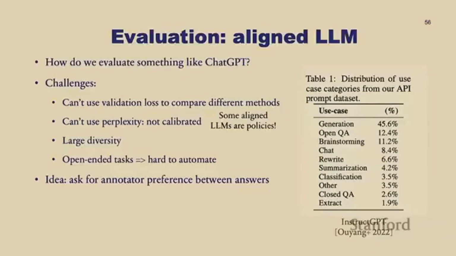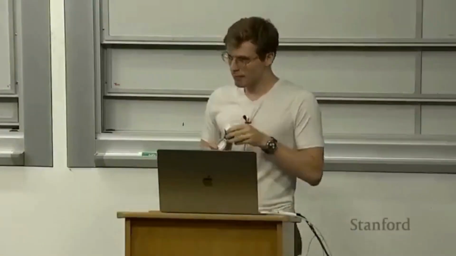Yes? I'm not sure I understand what you mean by you can't use perplexity because they're not calibrated. The LLM is still doing next token prediction, right? So why can't perplexity be used?